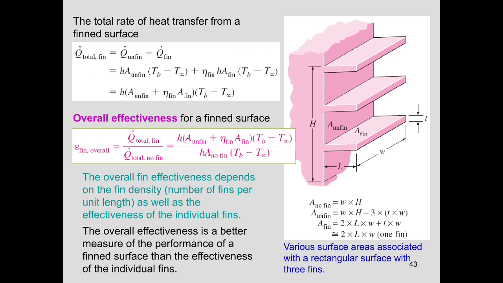The total rate of heat transfer you can find as Q total is equal to Q of unfinned plus Q of fin. So taking the heat transfer rate from the unfinned area and the fin area, we can find the total amount of heat transfer from those surfaces. So the overall effectiveness of fin is equal to Q total with fin divided by Q total with no fin. Okay. So from that formula we can find the effectiveness of the overall surface. Thank you.